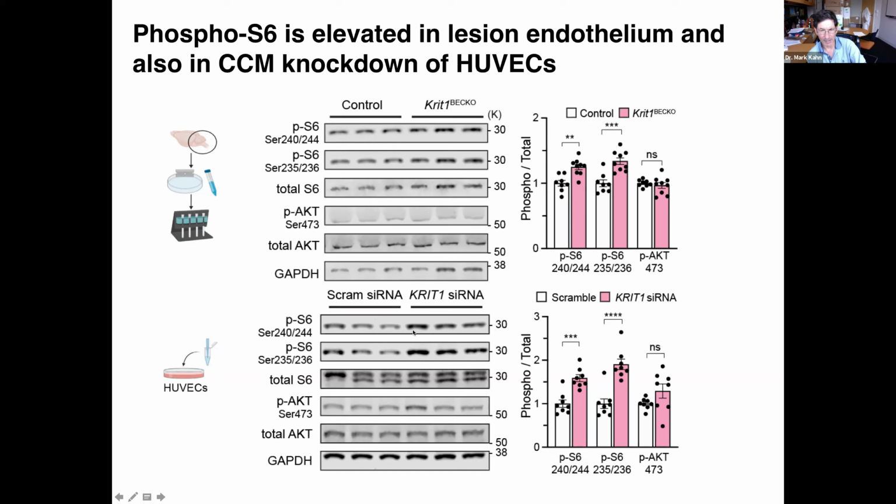And again, with HUVECs, we see a very similar set of data. Maybe it's a little more robust because of the system and the fact that it's easier to isolate these cells and lyse them quickly. But you can see an increase in phospho-S6 with loss of CCM function.